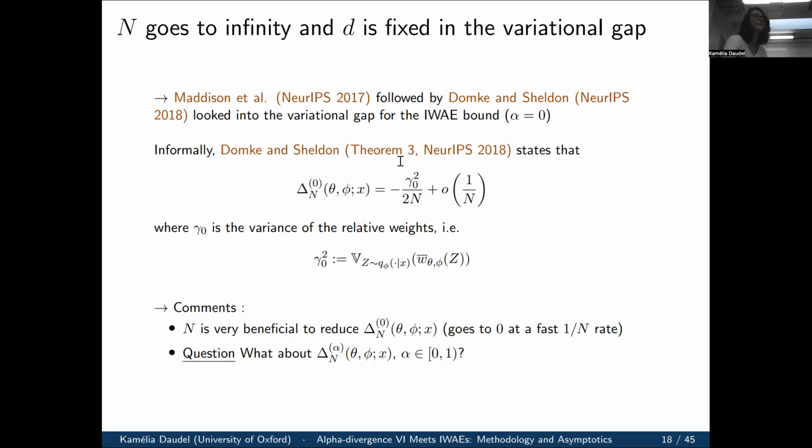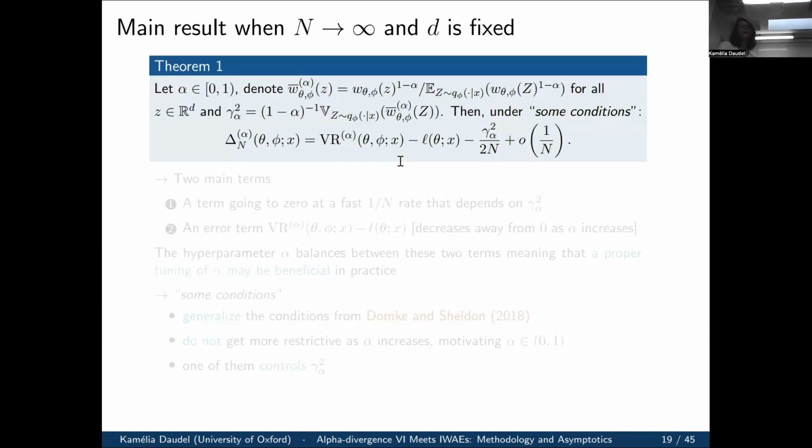Okay, good. So let's look at what happens for our more general VR-IWAE bound. I'm going to be in my range from before, so alpha is between 0 and 1, with 1 excluded. I'm going to introduce some quantities here, a gamma alpha squared. You don't need to worry too much about what it is. Then under some condition, I say that my variational gap can be written as follows.